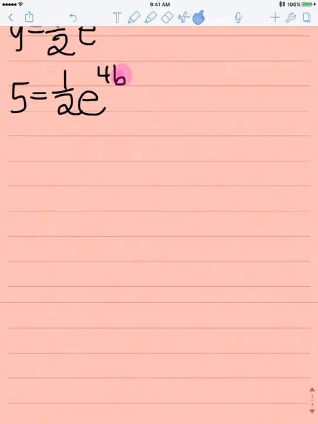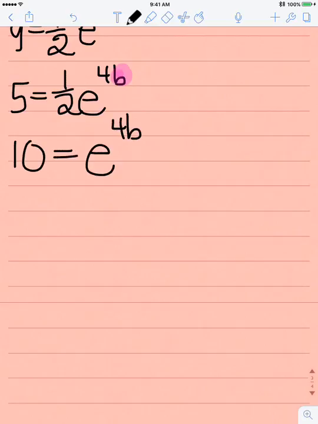Well, I'm going to divide. Again, don't start natural logging from the very beginning. You want to isolate b. You want to try and get everything around b out of the way first. And I can get rid of that 1/2. I can multiply both sides by 2 or divide by 1/2. It's the same thing. So if I multiply both sides by 2, now I have 10 equals e to the 4b power. Okay, now I have to natural log.